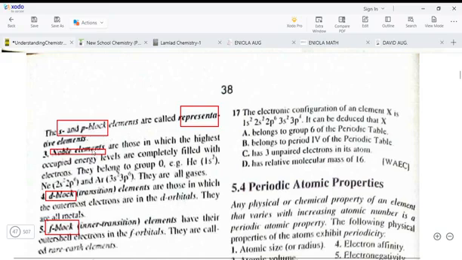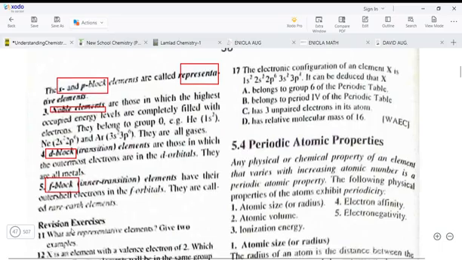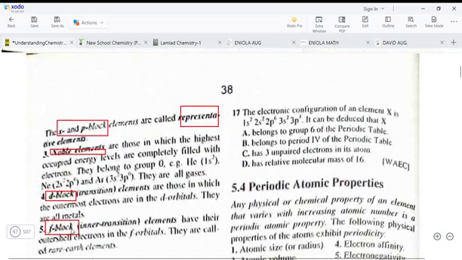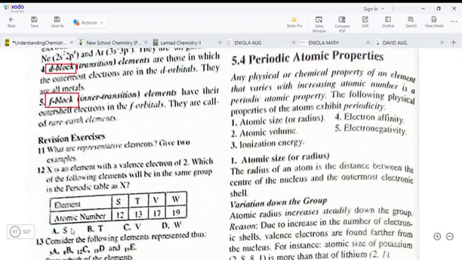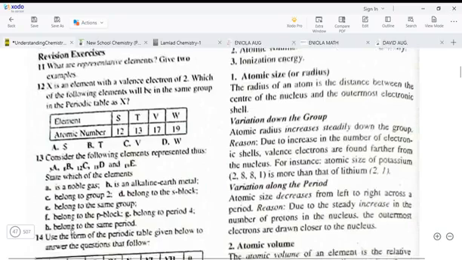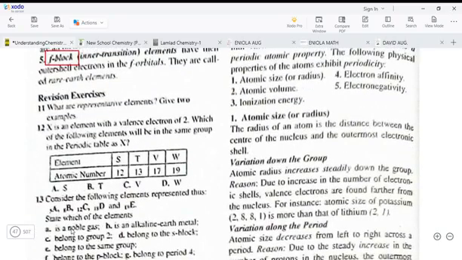Then we also have noble elements. Those that are in the last group are the noble elements. Then the D block, I've talked about transition metals. Then the F block, the lanthanides and the actinides. In addition to that, we still have some revision questions here, which you can also use to test your knowledge of the periodic table.